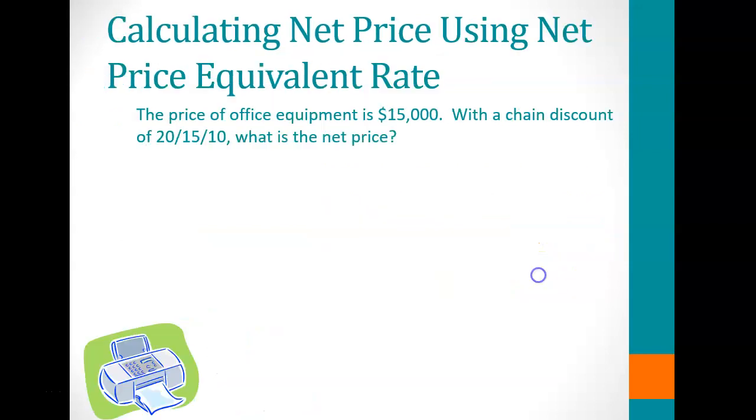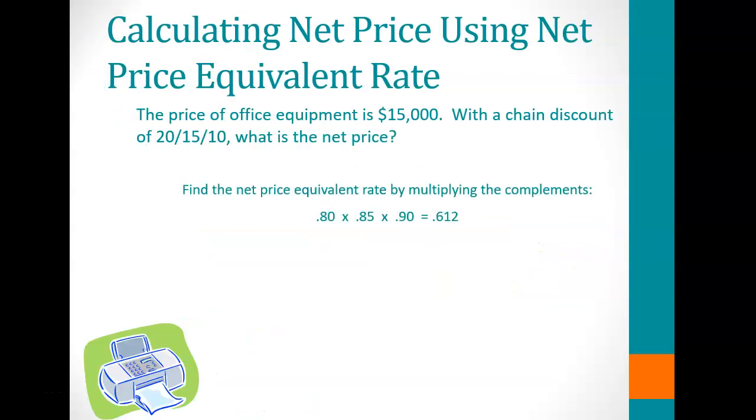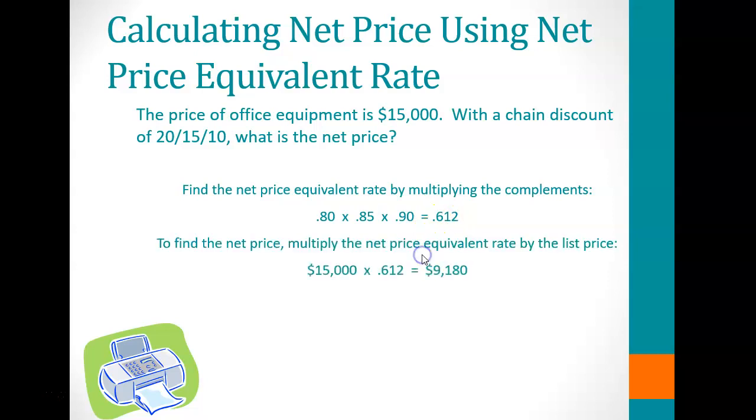No, let me show you a shortcut. If you just take the complements of those discounts, the 0.80, 0.85 times 0.90, that'll give us 0.612 or 61.2%. Multiply that times the list price of 15,000, that gives us a net price of $9,180. Now, wasn't that a lot easier than what we just did in the slide before? I know, you could thank me later.